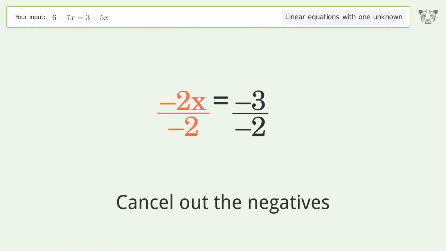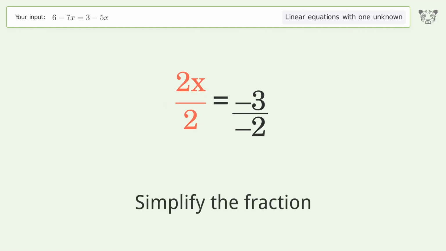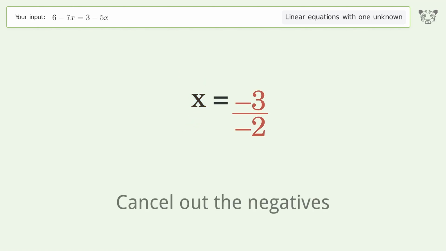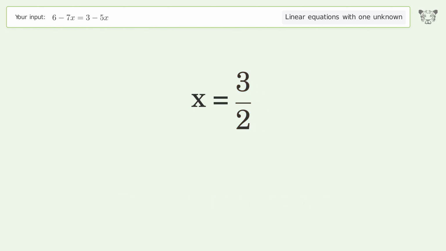Cancel out the negatives. Simplify the fraction. Cancel out the negatives. And so the final result is x equals 3 over 2.